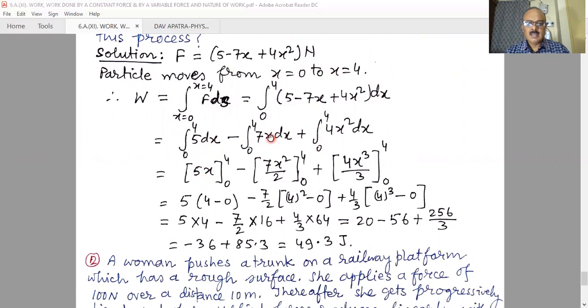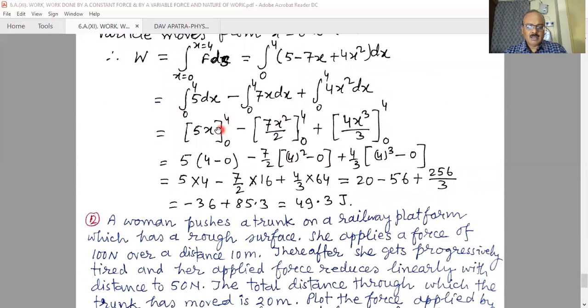Now we know 5 is a constant, and the integration of dx is x. 7 is a constant, and the integration of x dx is x squared by 2, because x to the power 1 plus 1 divided by 1 plus 1, that is 2, so 7x squared by 2. And 4x squared dx gives 4x cubed by 3. In all cases the lower limit is 0, and the upper limit is 4.